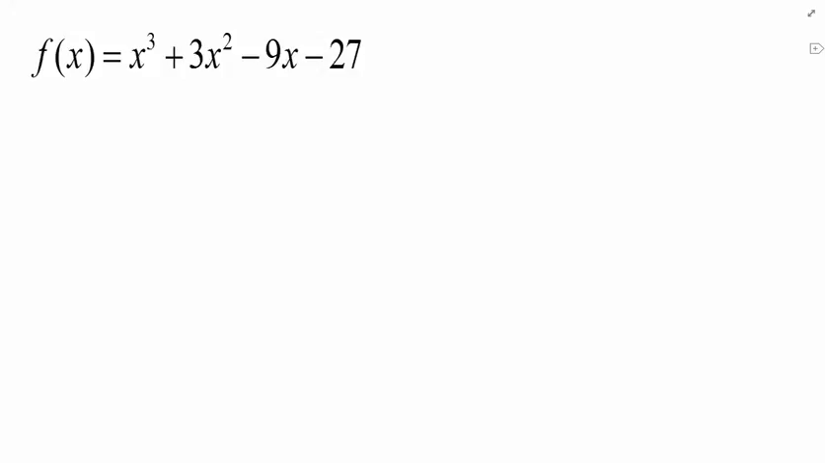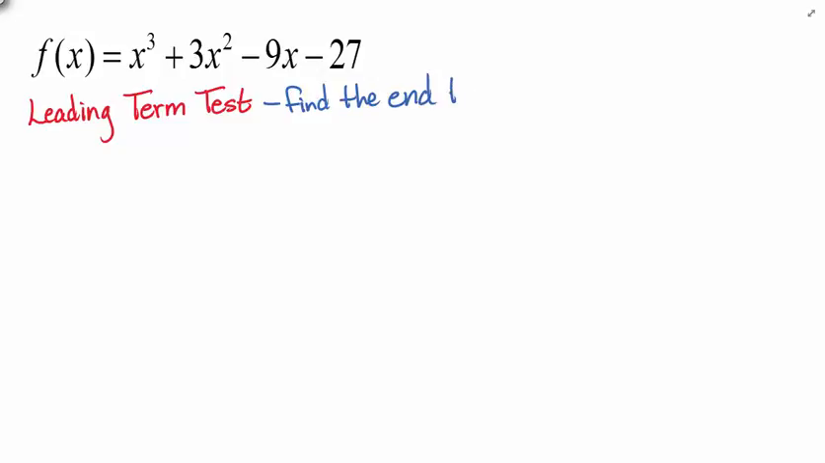Now the first thing we're going to do is the leading term test. So let's write this down. The leading term test is what we want to look at first, and it's the first thing we'll do. Its purpose is to determine the left and right end behavior of the graph. Where do the arrows go?